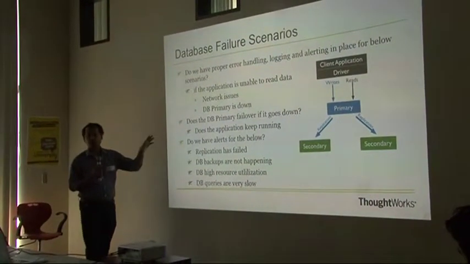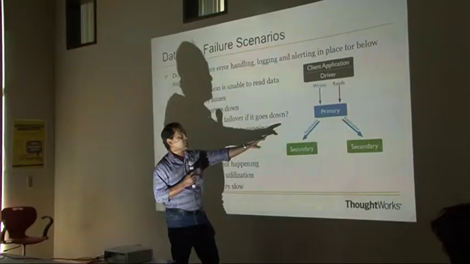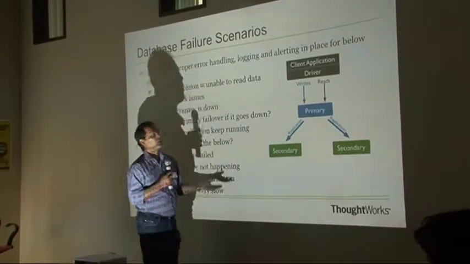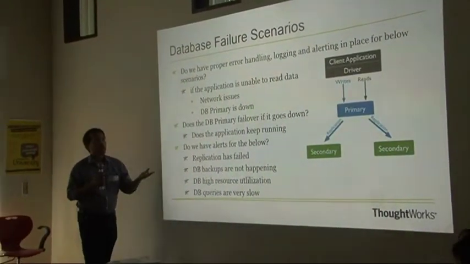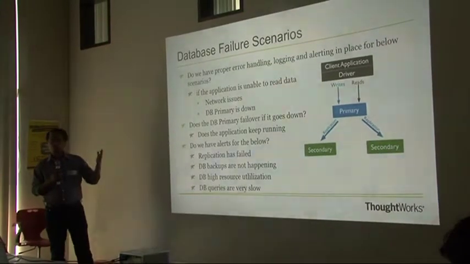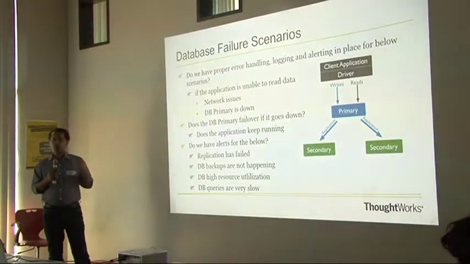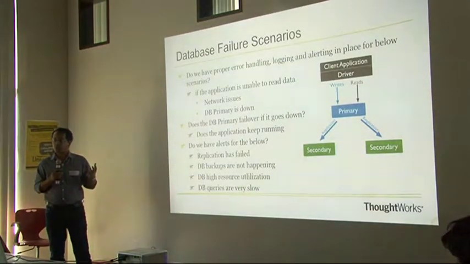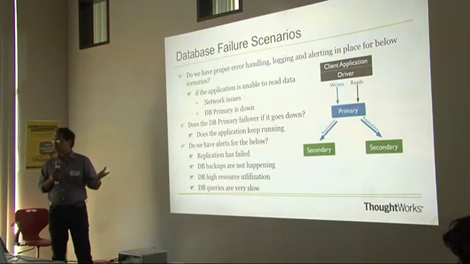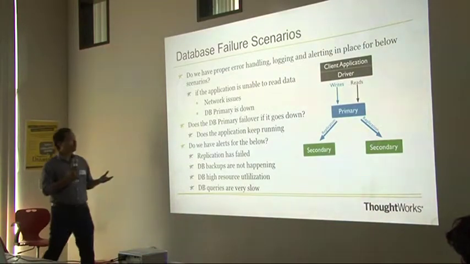You think your DB is working fine. Suddenly, for some reason, the replication is not working and the secondary is out of date. And if you want to do a failover, you suddenly realize your data is stale. So do you have the alerting and monitoring in place to ensure that if the replication fails, you get alerted and can work on it?